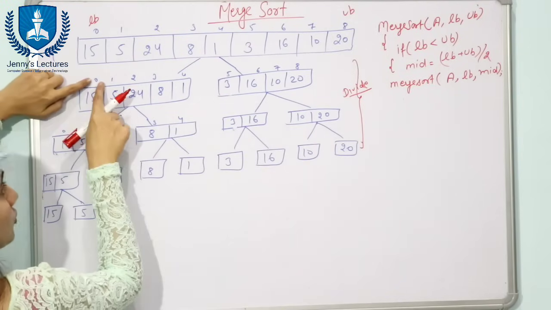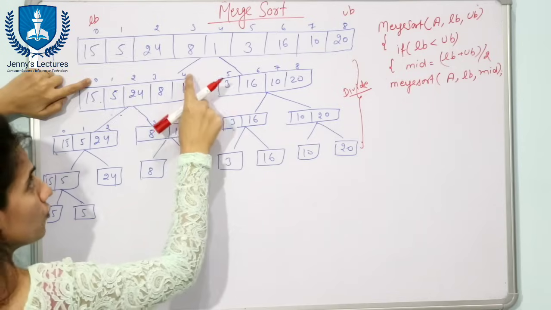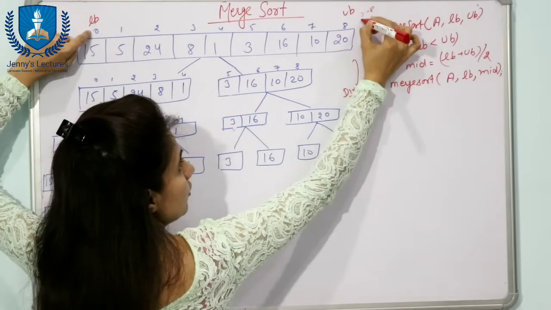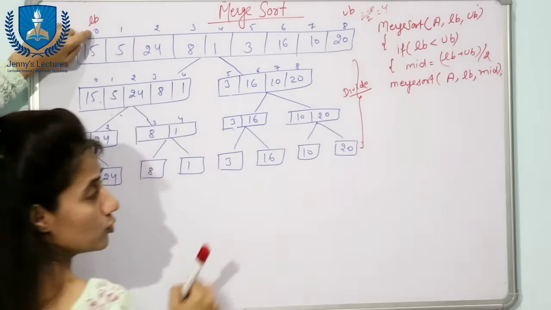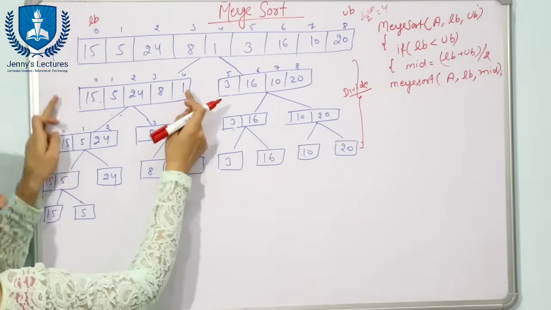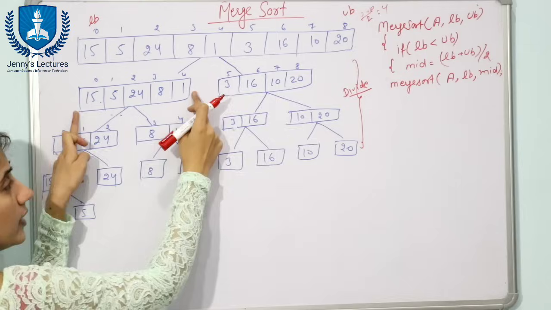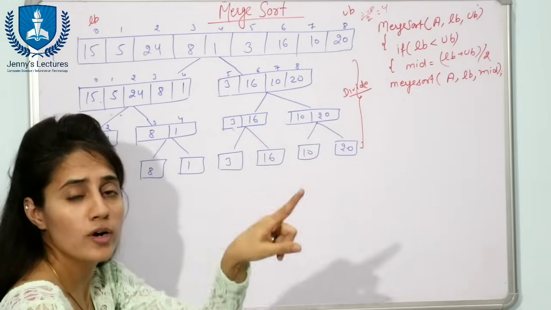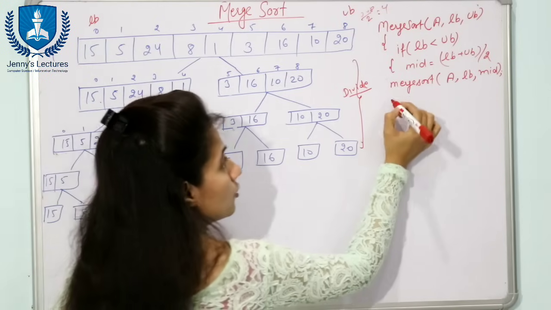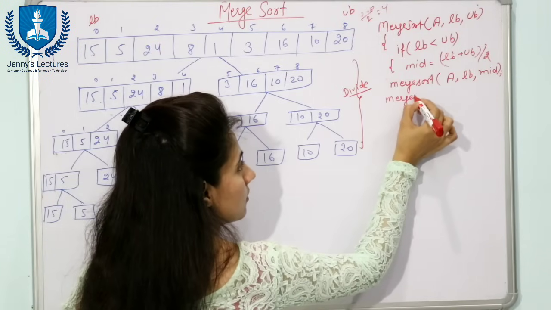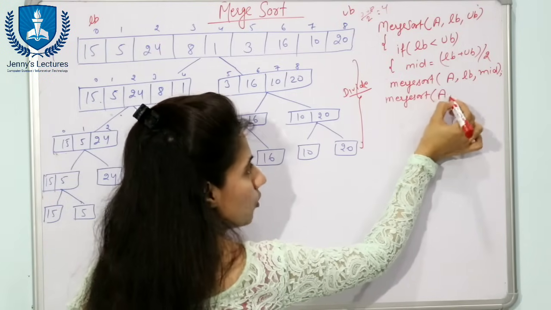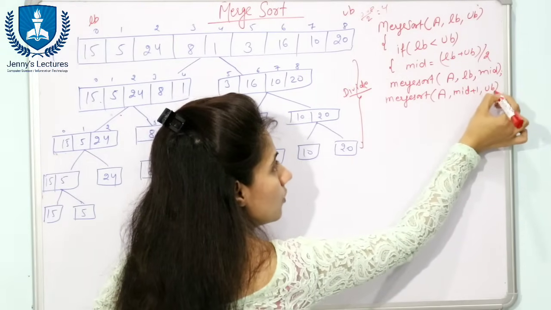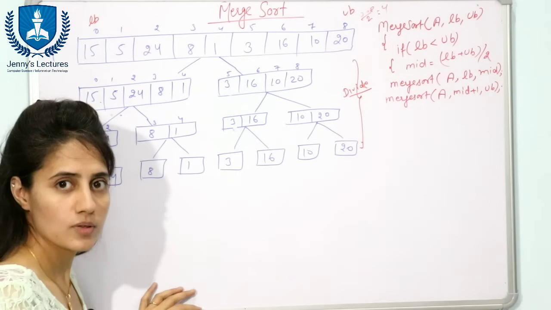See, from lower bound 0 to mid. Here mid is what? 4, because 0 plus 8 divided by 2, that is 4. So mid is equal to 4. So one half is from 0 to mid, and the next half is from 5 to 8, that is mid plus 1 to upper bound. So next is merge sort on array A from mid plus 1 to upper bound, right?